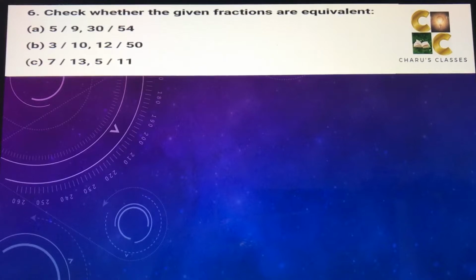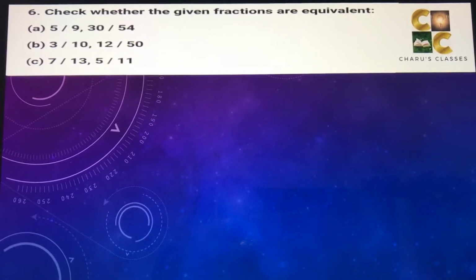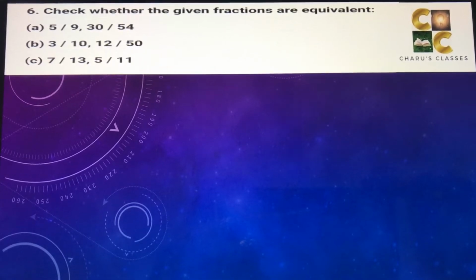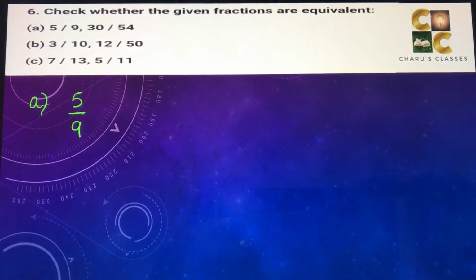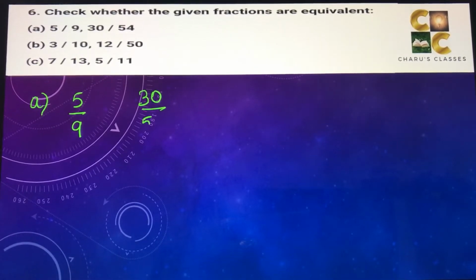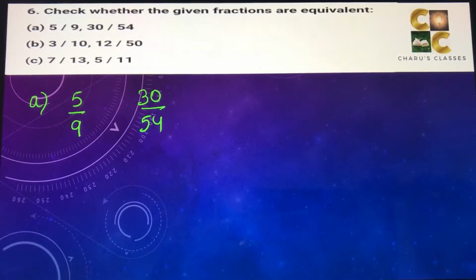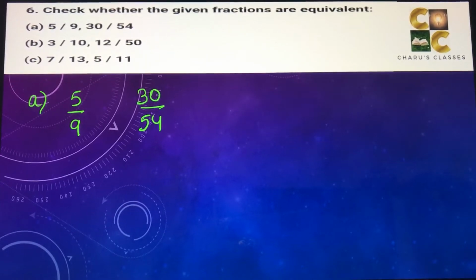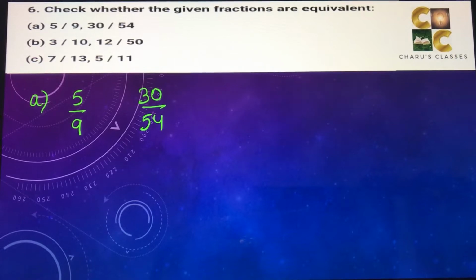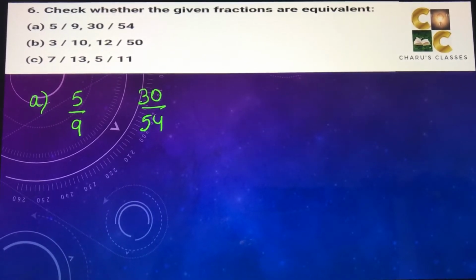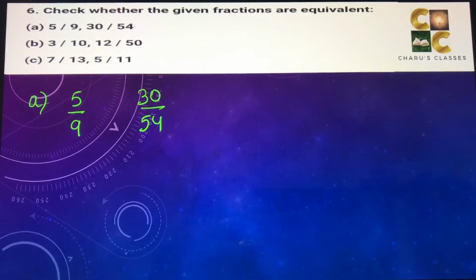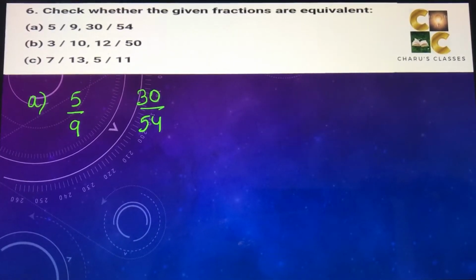Question number 6. Check whether the given fractions are equivalent. So they have given us some fractions. The first one is 5 by 9 and 30 by 54. And we need to check if they are equivalent fractions. तो इसको करने के दो तरीके हैं. एक तो सेम जैसे हमने पिछले क्वेश्चन में किया, that we multiply or divide by the same number and see if the other number is coming.